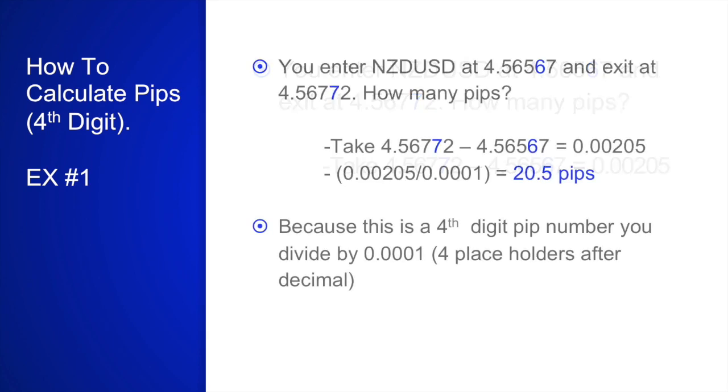Now, one way that you can find out how many pips was in this situation is you take them, subtract them, and then you can divide by 0.0001.